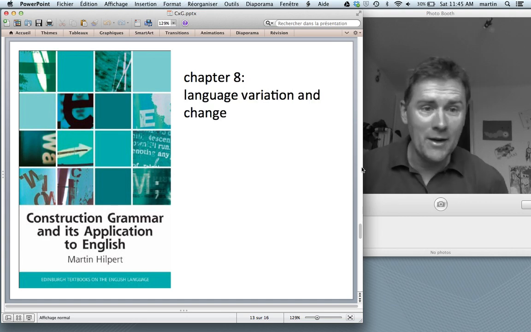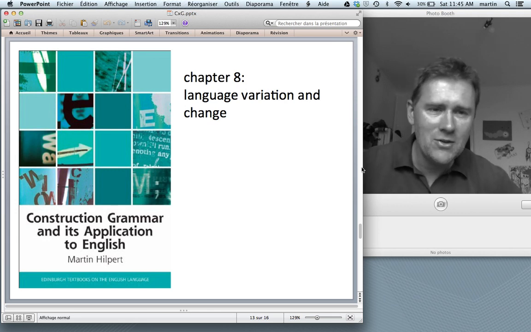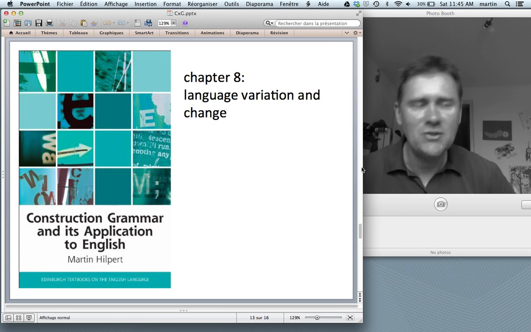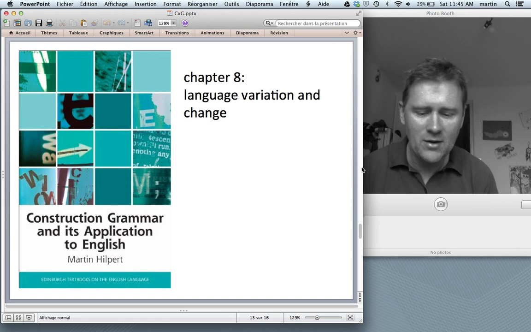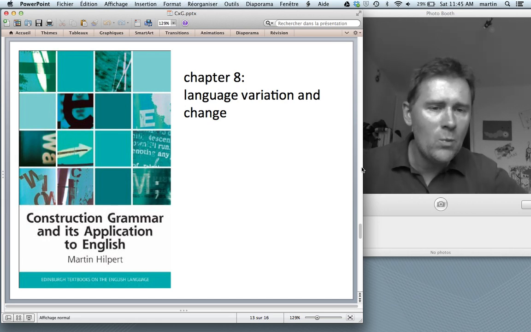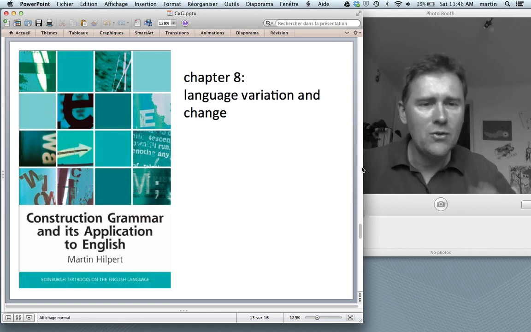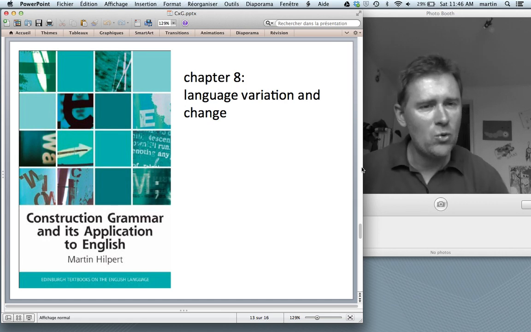Right, chapter 8 focuses on a topic that is very near and dear to my heart, namely language variation and change. So your knowledge of constructions includes knowledge of variation. Constructions are not static or fixed entities, but rather there's variation within constructions, and there is typically more than one way of using a construction, and you as a speaker know about this variation. So you know when one variant of a construction is more appropriate than another.